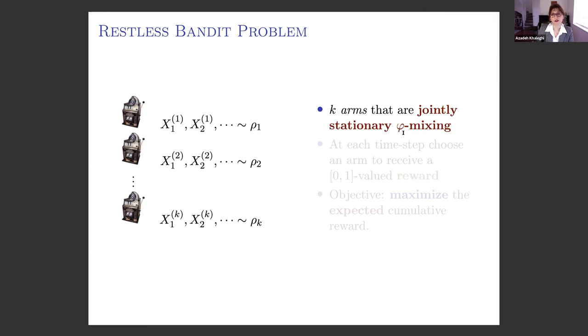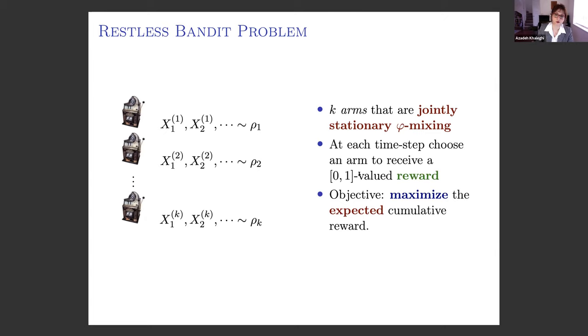And these guys are going to be, instead of being IID, stationary phi mixing. I will explain what I mean by jointly stationary phi mixing in a second. And now the rest of the game is exactly as before. So at each time step, we choose an arm and we receive a numerical reward. Our objective is to maximize the expected cumulative reward. Here, I'm assuming that the value of the rewards is between 0 and 1. It could be any bounded interval in R. Okay.